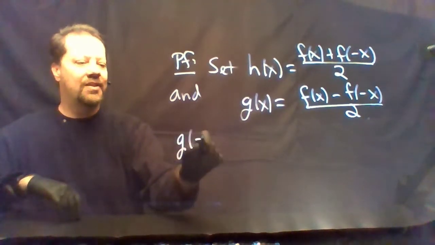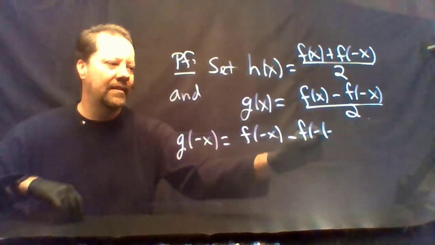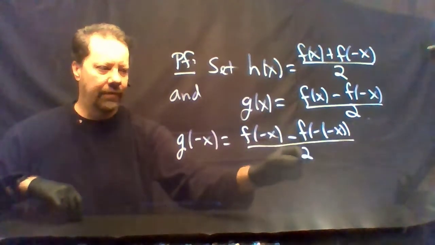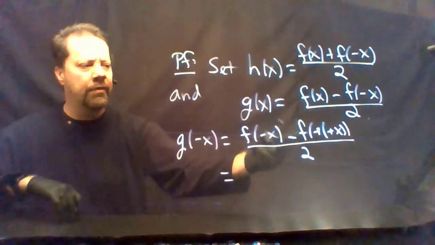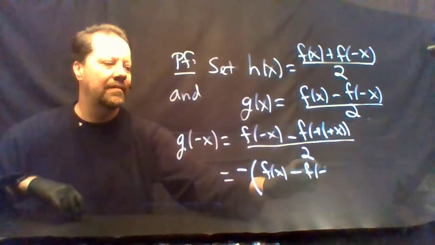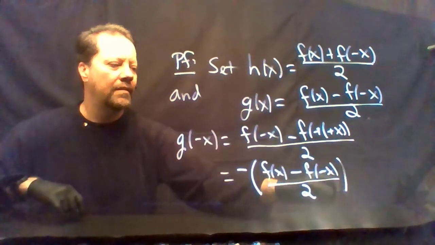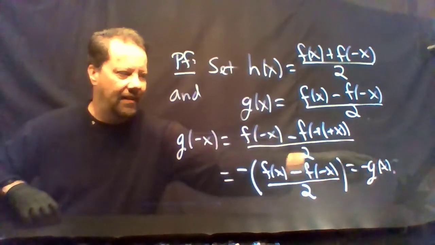Similarly, g of negative x is f of negative x minus f of minus negative x over 2. Minus minus is positive. When you reverse the order of a subtraction, you end up with a minus sign. And so we get the negative of g of x, and therefore g is odd. That's the end of the theorem. If a function is even, then its odd part will be identically 0. And if it is odd, then its even part will be identically 0.